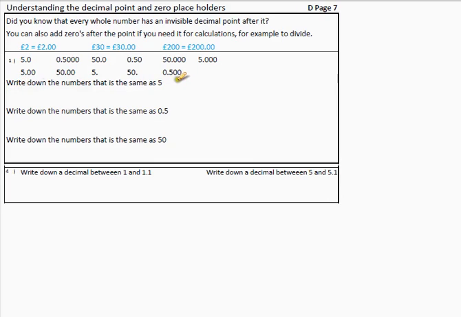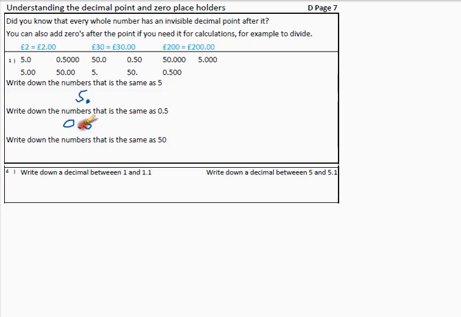Now I want you to pause the video now and to look at this and see if you can write down the numbers that are the same as 5. Look here and see which numbers are the same as 5. Okay, write down the numbers the same as 0.5 and the numbers that are the same as 50. Okay, pause the video and you try that. Same as 5. There is an invisible point after the 5. Don't forget there's an invisible point. We never write it, but there's an invisible point.